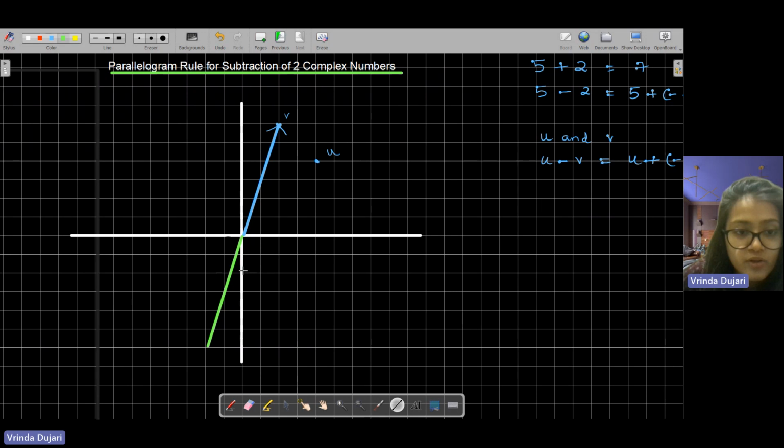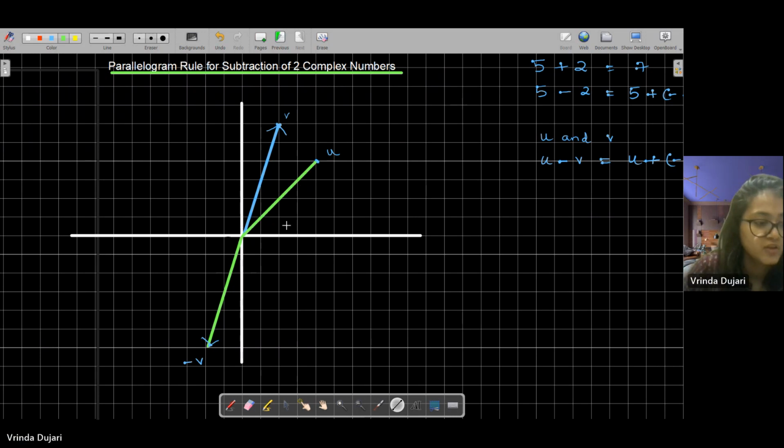Yeah. 1, 2, 3, 4, 5, 6. So this is your negative of V, negative V. Now what you have to do is you have U and you have negative V. So first of all, let's connect U with the origin.